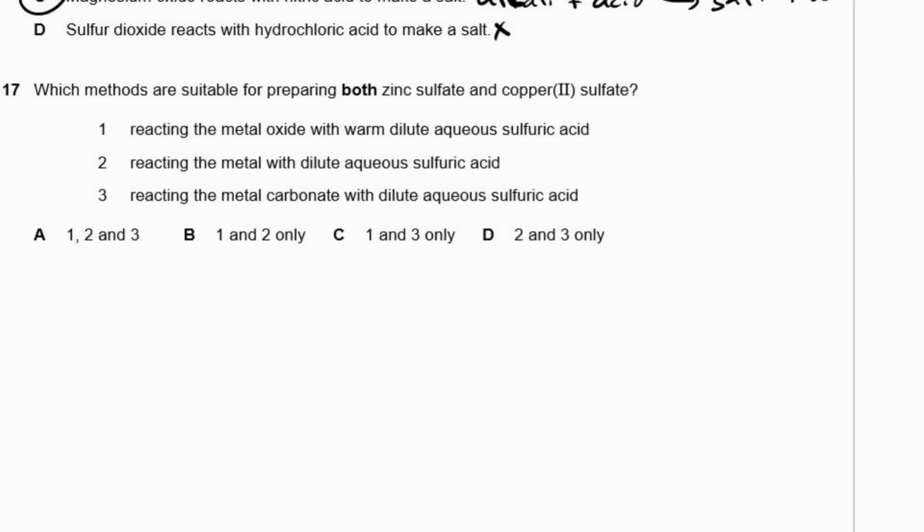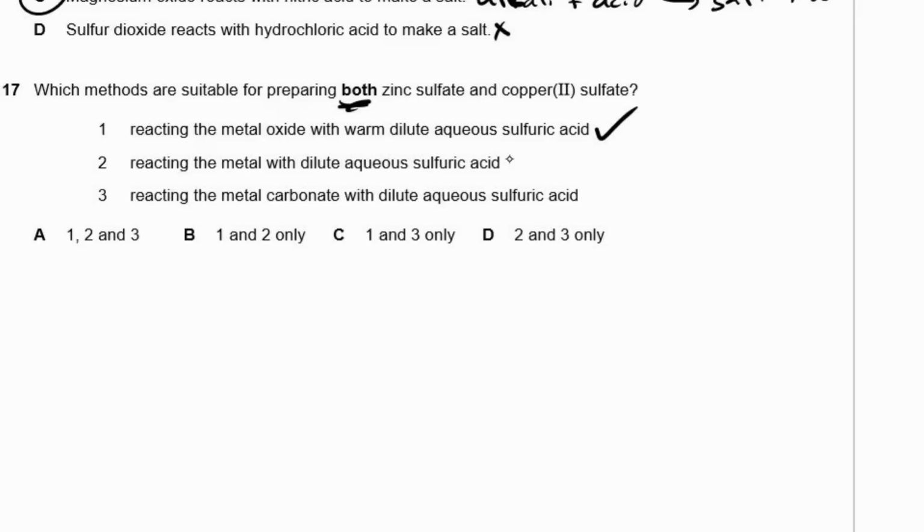Question 17. Which methods are suitable for preparing both zinc sulfate and copper 2 sulfate? If you react the metal oxide, so zinc oxide plus dilute aqueous sulfuric acid, or copper oxide plus dilute sulfuric acid, will you get zinc sulfate or copper 2 sulfate? Yes, you will. If you react zinc, the metal, with dilute aqueous sulfuric acid, will you get zinc sulfate? Yes.